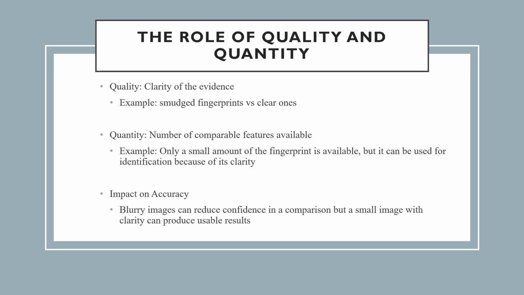Key factors in forensic comparisons are quality and quantity of details. Quality refers to the clarity of an image. For example, a smudged fingerprint may not provide enough detail for analysis. Quantity refers to the number of comparable features available. Even a small but clear section of a fingerprint may be sufficient for identification if it contains enough unique characteristics. Blurry images reduce confidence in forensic comparisons, while clear but partial images can still lead to reliable identifications.